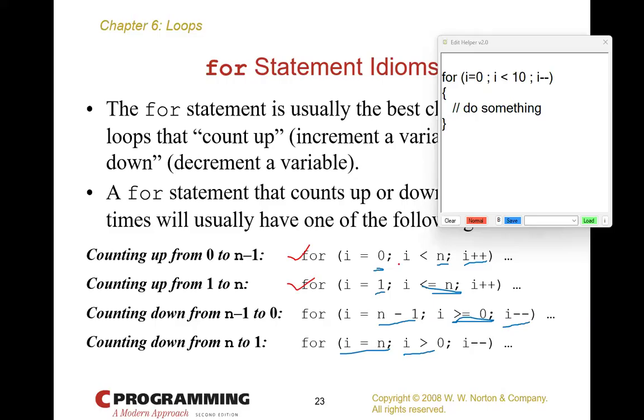But the difference is that here we will go from 0 to n minus 1. Why? Because we will stop at less than n, so we will never get to n. But here we will go from 1 to n because we will include n. In the opposite direction, we can start from n minus 1 and stop at 0, or we can start at n itself and stop at 0 plus 1. The I must be greater than 0.